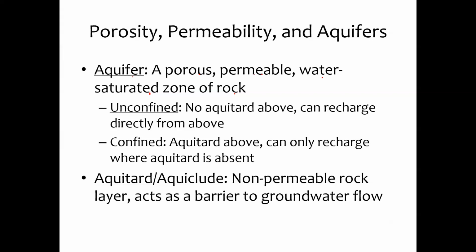Unconfined aquifers are those with no aquitard above, and they can recharge directly from precipitation, whereas confined aquifers have an aquitard above them, and they can only recharge where that aquitard is absent. And the aquitard or aquiclude is the name for a non-permeable layer of rock that acts as a barrier to groundwater flow.